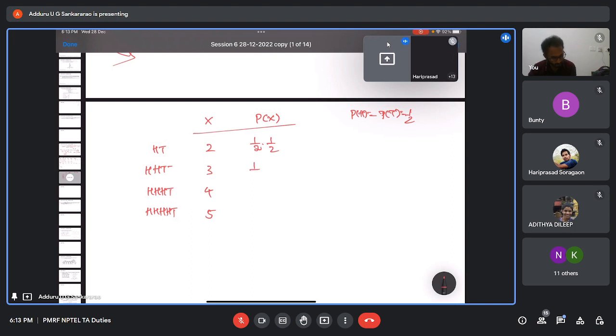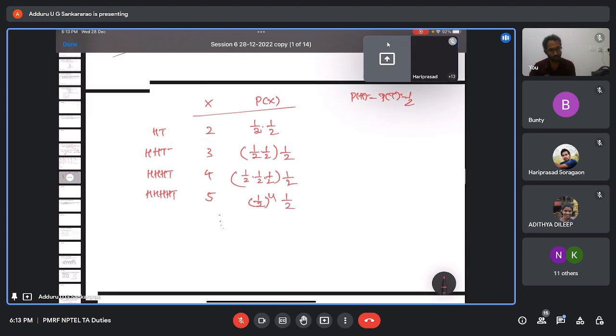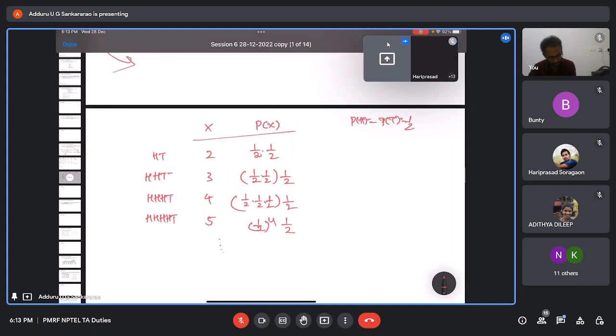Or else, first two times with 1 by 2 probability you get head, then third time with 1 by 2 probability tail you will get. Or else 1 by 2, 1 by 2, 1 by 2, three times head you get, fourth time tail you get. In this way, 1 by 2 power 4 for four times head, fifth time tail you get, in this way, right? Now what is the expectation for this? This is one way.